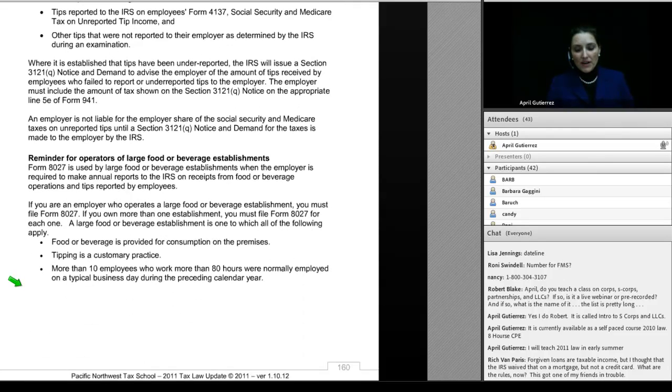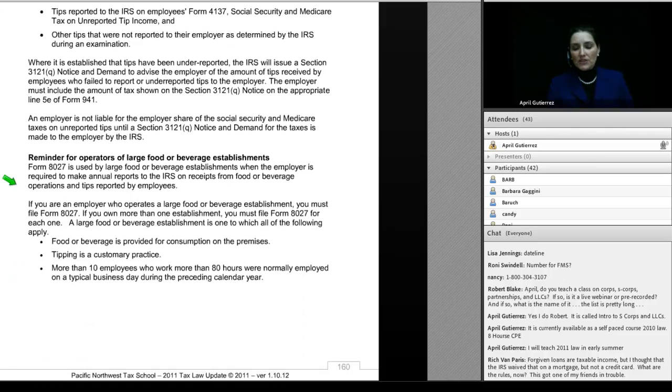So what's all that about? Well, it has to do with allocation of tips and requirements by employers to collect tip information from their workers. So if you're running a restaurant and you have employees working on the premises of your restaurant where tipping is ordinary and customary, they are required under the law to report those tips to you.